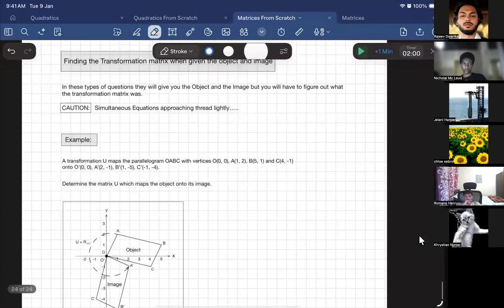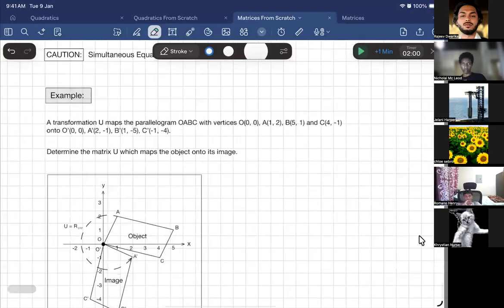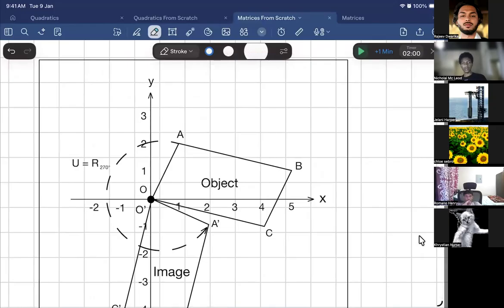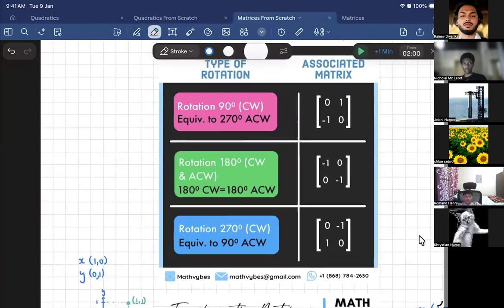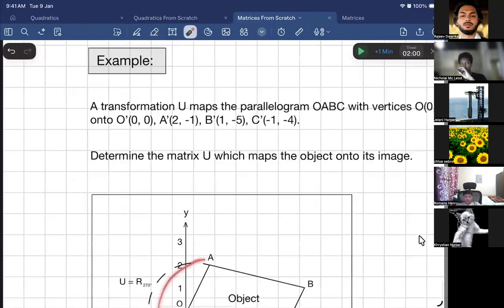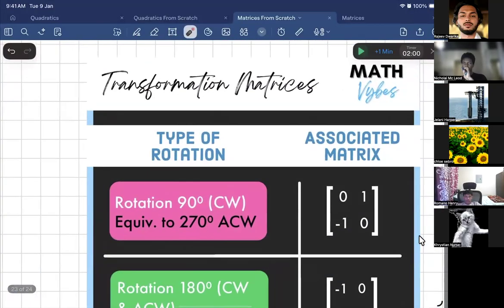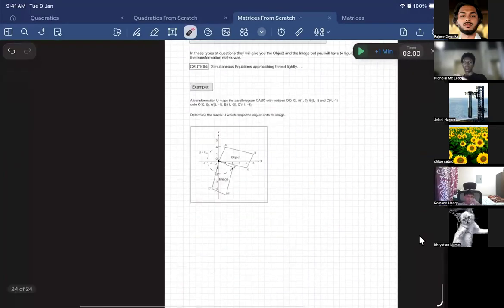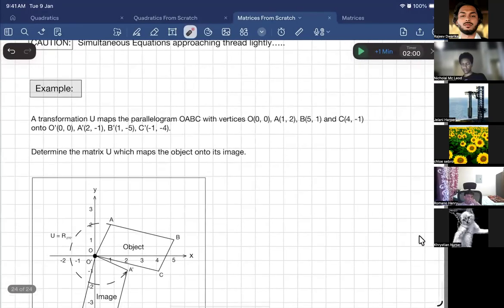So let me show you the formal way to do this. You're seeing the object and you're seeing the image. And according to this here, this represents a transformation of what? Rotation 270. Now a rotation of 270, what direction is this? Anti-clockwise. So it could be 90 clockwise. Yeah, so it's right. Interesting.